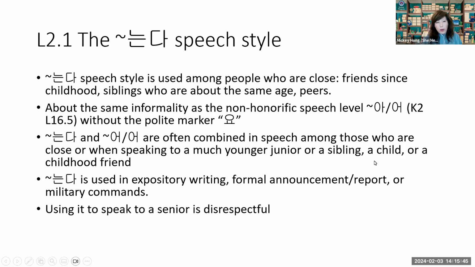Lesson 2, Grammar 1. The 는다 speech style is used with people who are very close, with people you don't have any problems with, childhood friends, siblings whose age difference is only maybe a couple of years, and your peers. It's about the same informality and casualness as all yo without the yo, when you're dropping the yo from the polite speech.